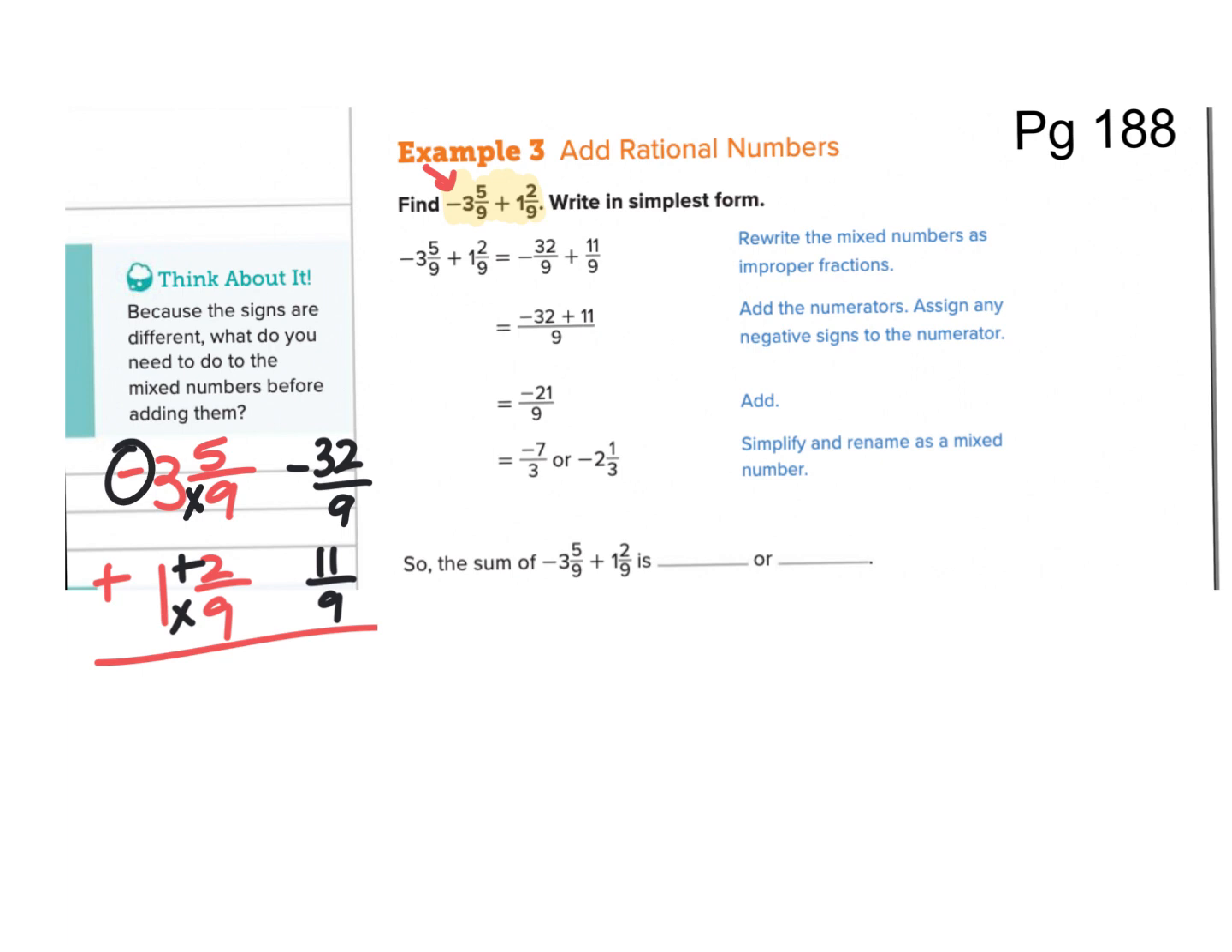Now the next step is you need to look. Do they have common denominators? Well, looks like they do. They both have 9, so that's nice already. So my denominator is going to stay a 9. I'll just write that over here. Now all you have to do is add the numerators.